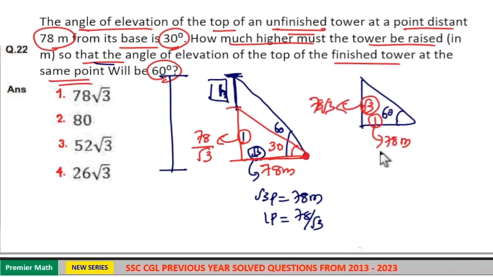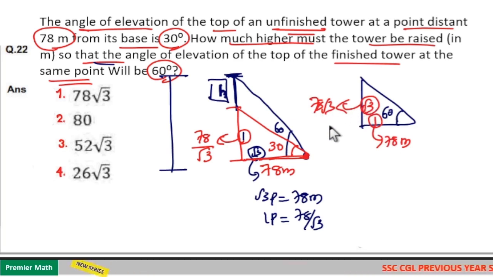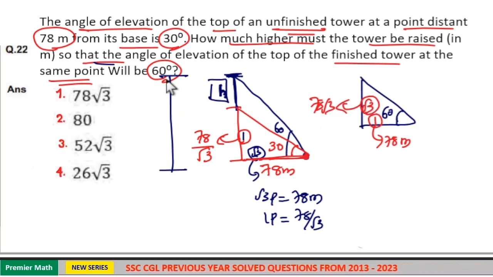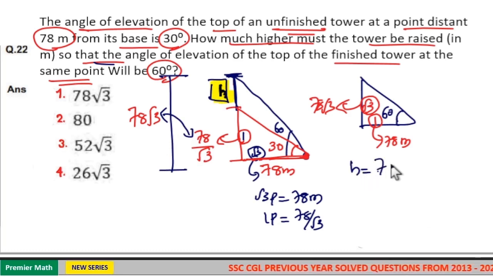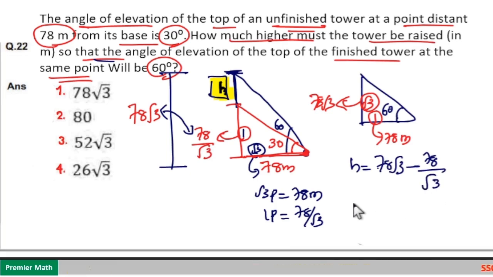That is, if one part is 78 meter, root 3 part is equal to 78 into root 3. Which means here total height is equal to 78 root 3. Height h is equal to the difference between the new height and the old height, which is 78 root 3 minus 78 by root 3, which is equal to 78 root 3 into root 3 is 78 into 3. 78 into 3 minus 78 is 78 into 2 divided by root 3.